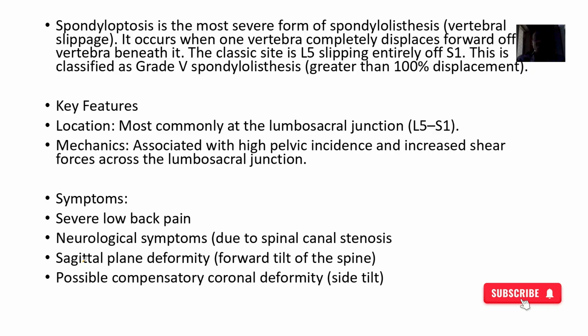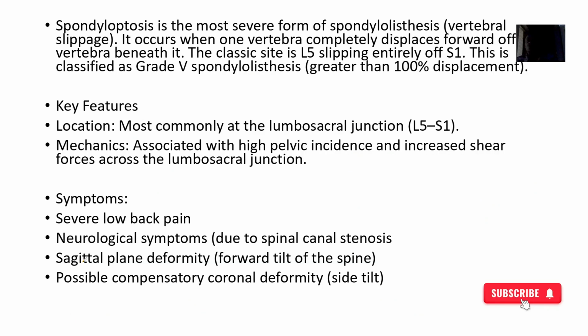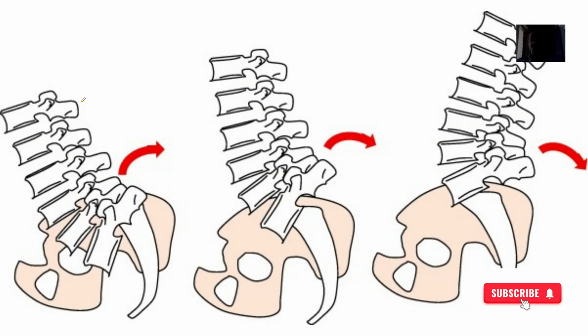Spondyloptosis is known as actually one of the most severe forms of what? Spondylolisthesis. Okay, so if you have spondylolisthesis, which is kind of like one vertebra sliding in front of another one, you grade it. Okay, so the highest grade is actually what is known as a spondyloptosis. So it usually occurs at the level of L5, that's the last vertebra before you have the sacral region. That's usually where you can slide off.